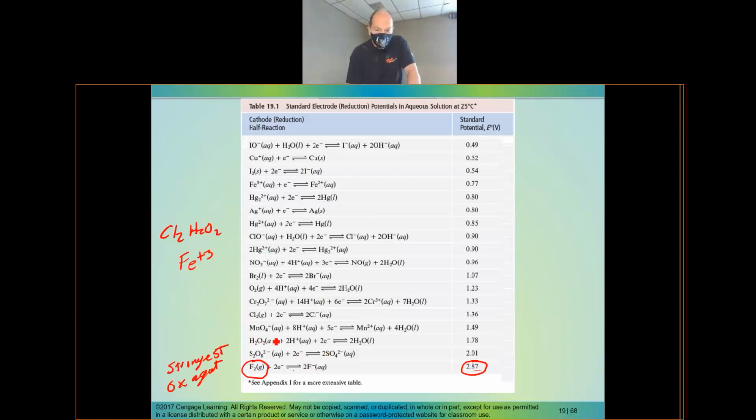All right, and so we have to find these, and here is our H2O2. Then we have to find Cl2. It is right there. Then we have to find Fe+3, and it is right here. And so the strongest oxidizing agent is the H2O2 in this list. The second is then Cl2. The weakest in that list is your Fe+3. So if you know how to read this chart, those questions are very easy.